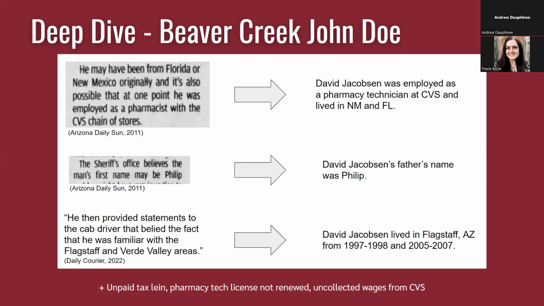David Jacobson's father was named Philip. And then there was another article that said he provided statements to the cab driver that suggested he was familiar with the Flagstaff and Verde Valley areas. David Jacobson lived in Flagstaff from 1997 to 98, and then 2005 to 2007. So there were unpaid tax liens, his pharmacy technician license was not renewed, and uncollected wages from CVS also led to the identification and the presentation of this candidate.